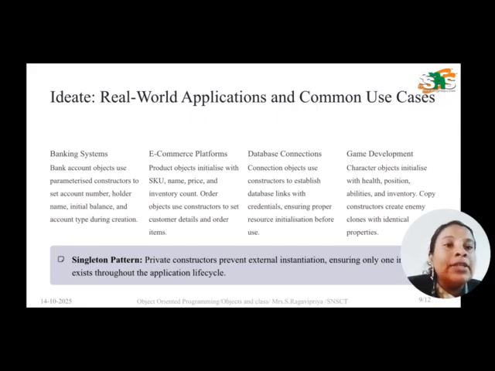The next example is database connections. Connection objects use constructors to establish database links with credentials, ensuring proper resource initialization before use. Another application is game development, in which character objects initialize with health, position, abilities and inventory. A copy constructor creates enemy clones with identical properties. Singleton pattern: a private constructor prevents external instantiation, ensuring one instance exists throughout the application life cycle.